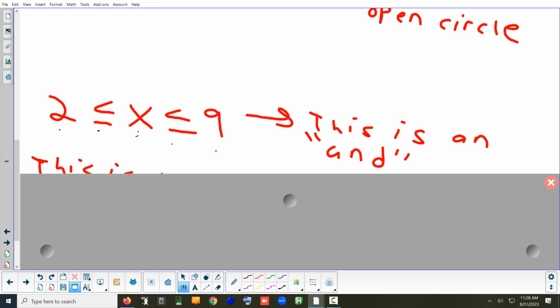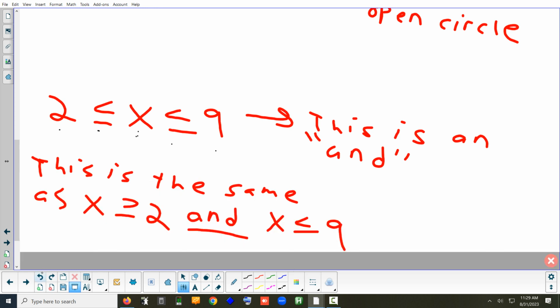There's another word for it. It begins with a C. Combination. Not combination. Combination inequality? No, not combination inequality. It's a... Does anyone know what the word and is, like in English? And is a conjunction. Yes. So this is a conjunction.